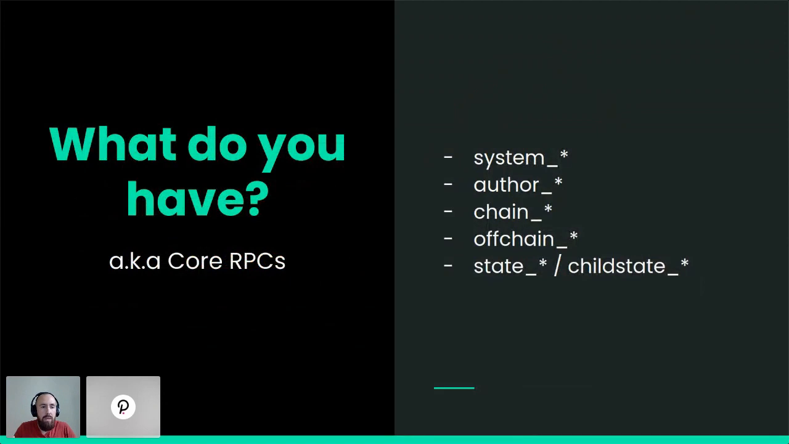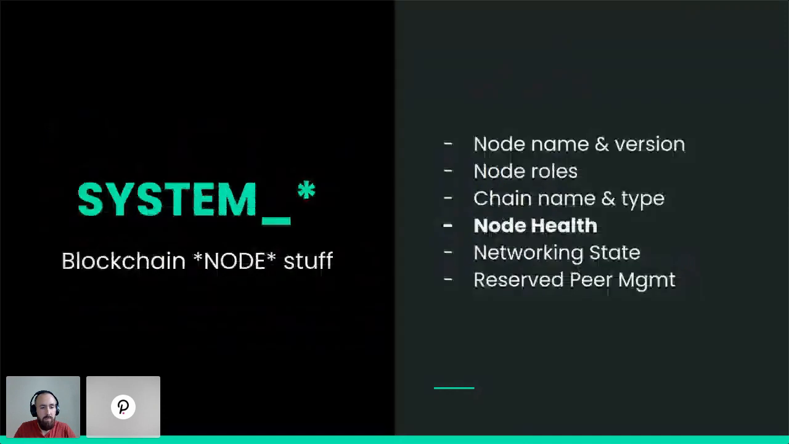So what do we have out of the box when you start your Substrate node? There are 6 different namespaces that we support, and this is something we call core RPCs. And I'm going to go into more details of each of these categories.